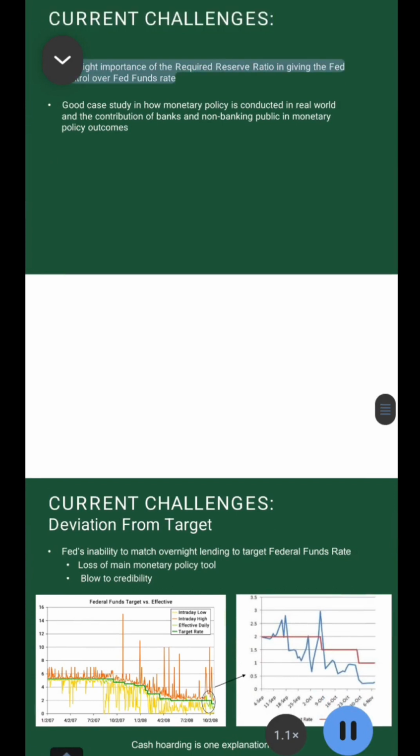Current challenges. Highlight the importance of the required reserve ratio in giving the Fed control over the Fed funds rate. A good case study in how monetary policy is conducted in the real world, and the contribution of banks and the non-banking public in monetary policy outcomes.